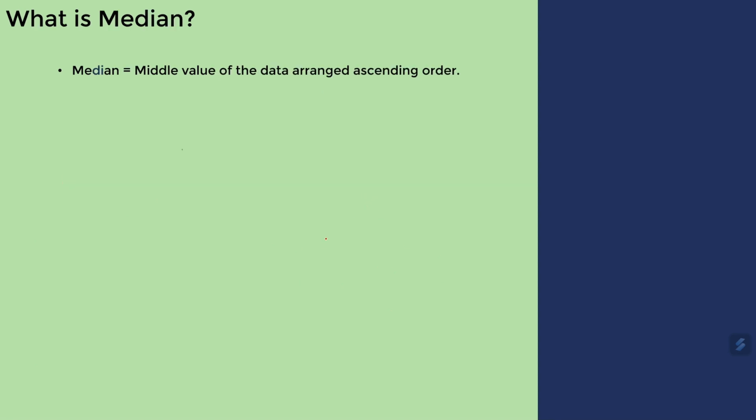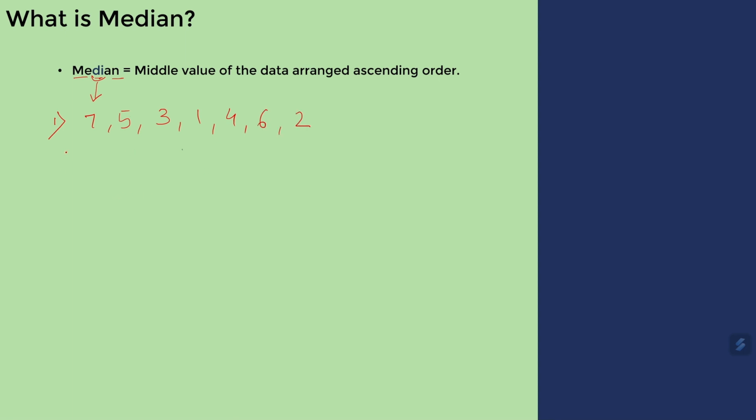Let's move forward. Median. What is median? As the word says, median is the value which is in the middle. The middle value of data arranged in ascending order is defined as the median. Let's understand this with an example. We have a series of numbers: 7, 5, 3, 1, 4, 6, 2.